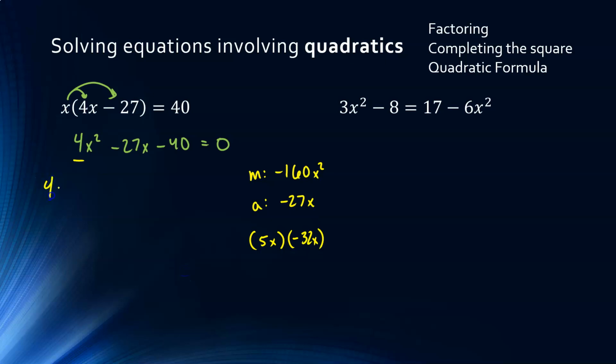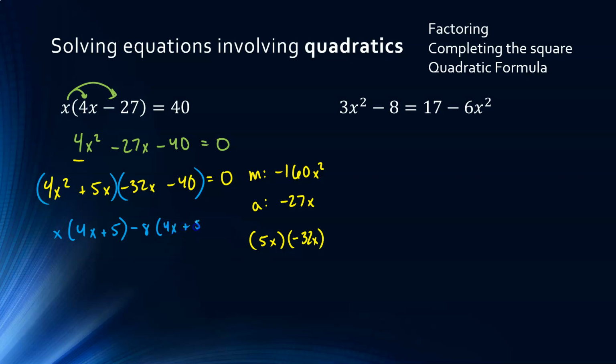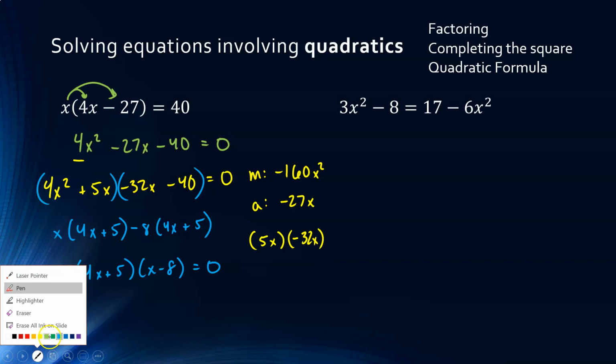So the 4x squared stays a 4x squared. And that minus 27x, we're breaking that up into the 5x and the minus 32x. But then the minus 40 stays as it is. So now we're going to factor this by grouping. In the first two terms, I can factor out an x, so we'd be left with 4x plus 5. In the second two terms, since that first term's a negative, I have to factor a negative out, and both of those are divisible by 8. So I'm going to factor an 8 out, so then we'd have 4x plus 5 there as well. And so this would factor down to be 4x plus 5 times x minus 8 equals 0. So now we can set each of these factors equal to 0 and solve them.